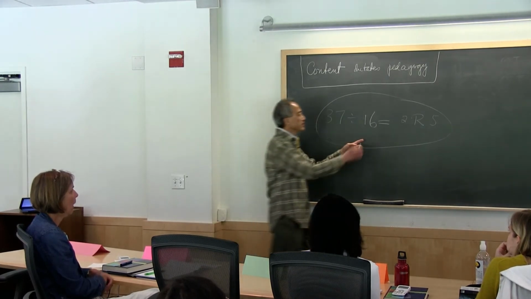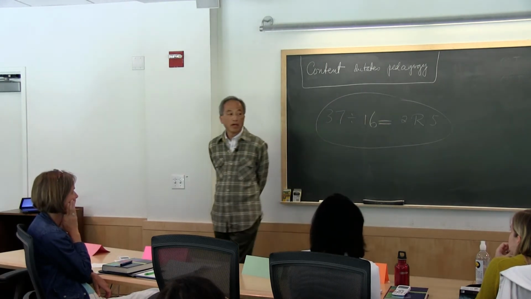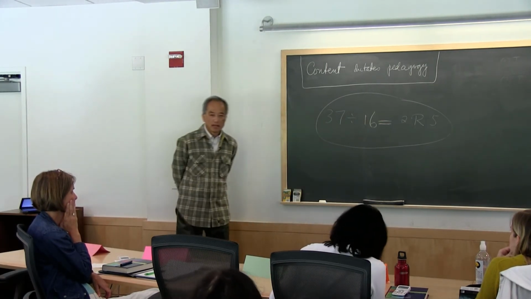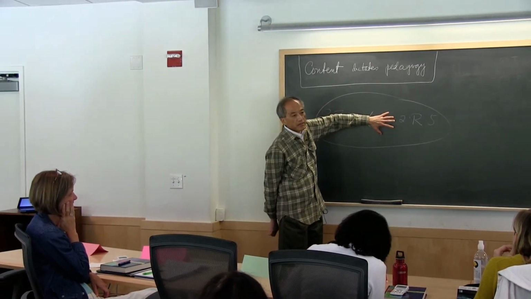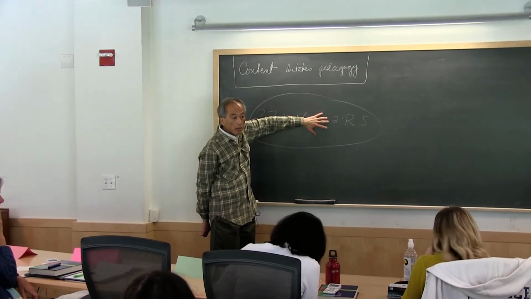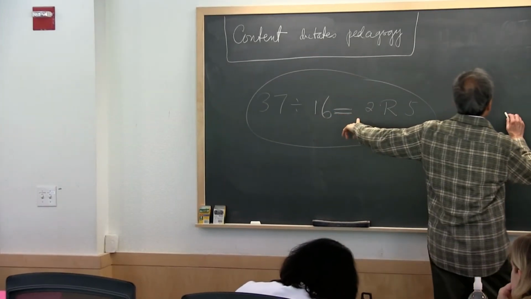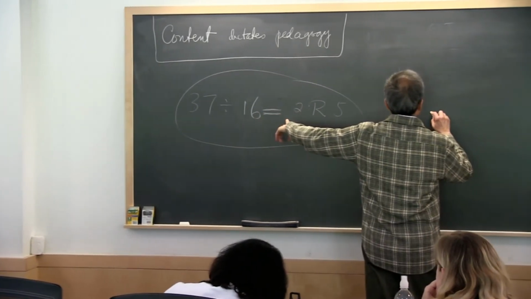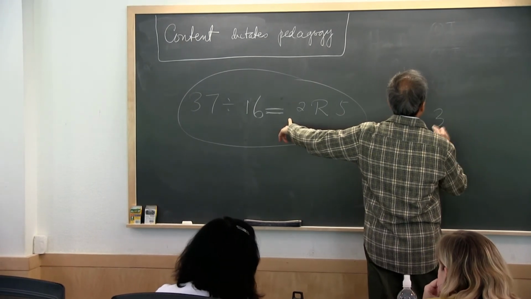What does this mean? Equal sign, what does it mean? It's the same as. Same value. Okay. So what's the value of 2R5? 37 divided by 16. Is it? Really? Well, in base 4. Really? Two and 5/16. No, but you don't know that.